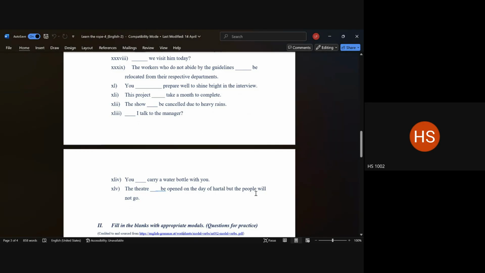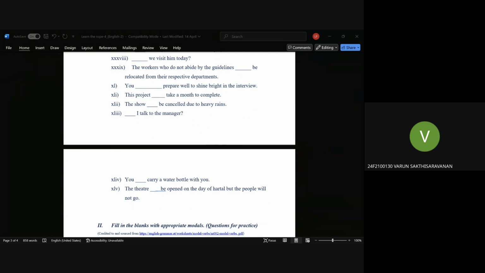Okay. Next one, you dash carry a water bottle with you. Shall. You can carry a water bottle with you. Yes, should. Correct. You should carry. Yes, correct. You may carry. You must. Right. All of them go.